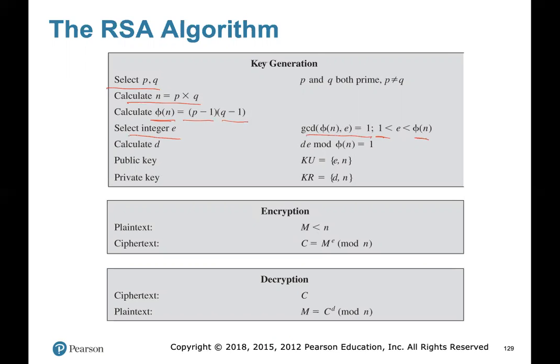And then we calculate D such that D times E mod phi N is 1. And then we are good to go. E and N are used as public keys, and D and here in the book it says D and N, but N can be public. So I would say D. I would prefer saying D. D is the private key. And the encryption process, decryption process, based on what I talked about.